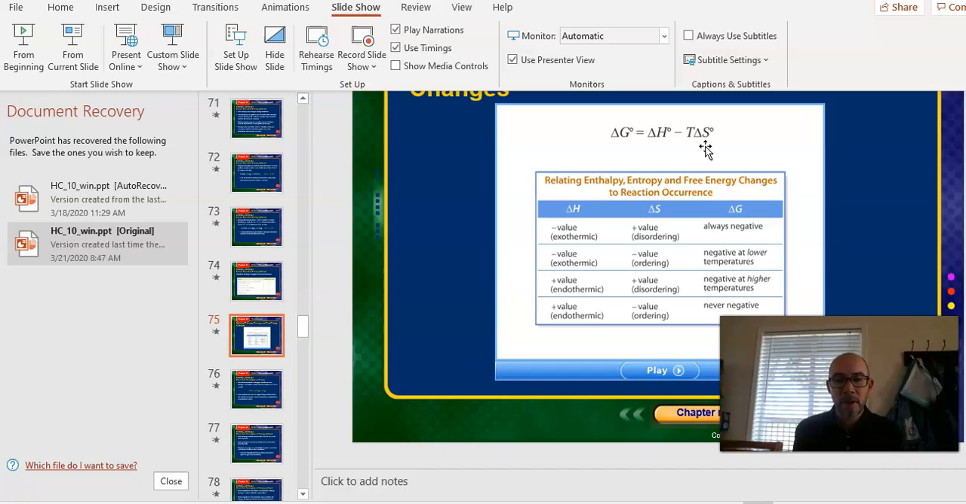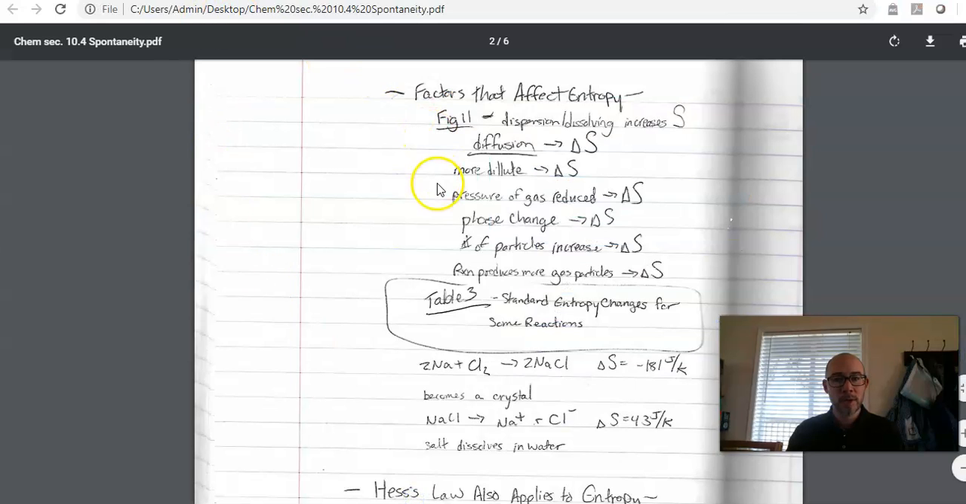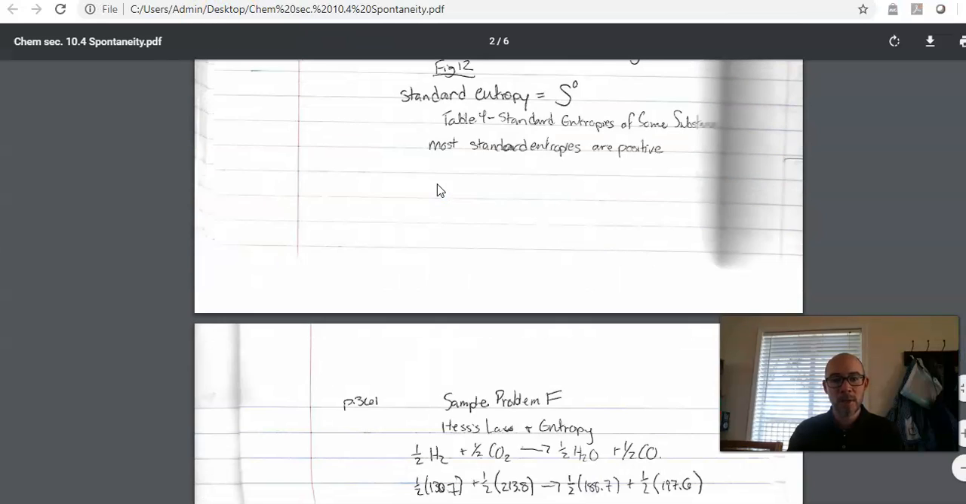It'll say if the values are positive or negative, if delta G will be positive or negative. And then that we're going to use that as a grid to determine whether something's spontaneous or not. So go ahead and pause, copy that down. Okay, folks, I'm going to go back over to my notes, make sure that I've covered everything we need to.